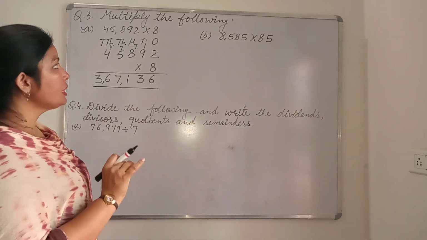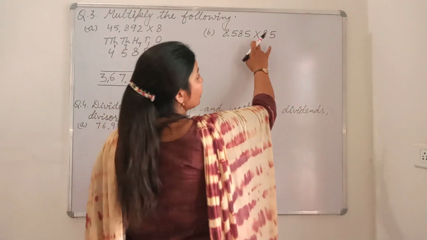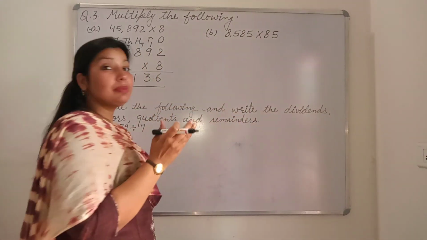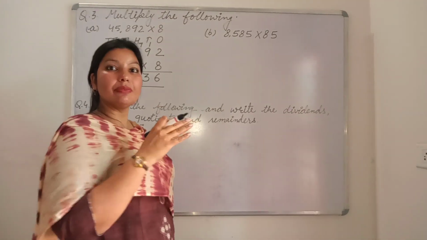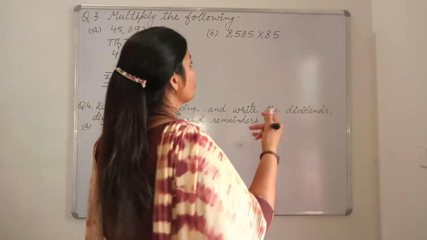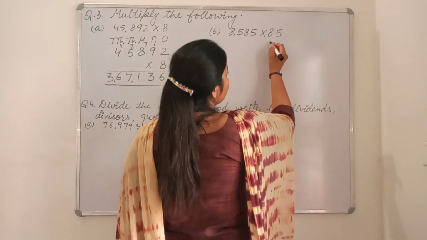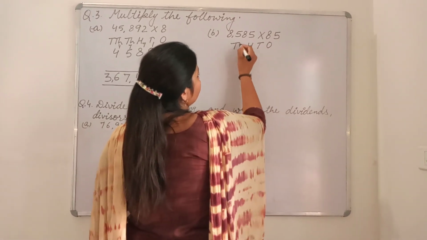Okay. Now it's B part. Here is given 8,585 multiplied by 85. So here is multiplication by a 2-digit number. So here firstly we should multiply by the ones column. After that we should multiply by the tens column. So now again I should put the columns: ones, tens, hundreds, thousands.